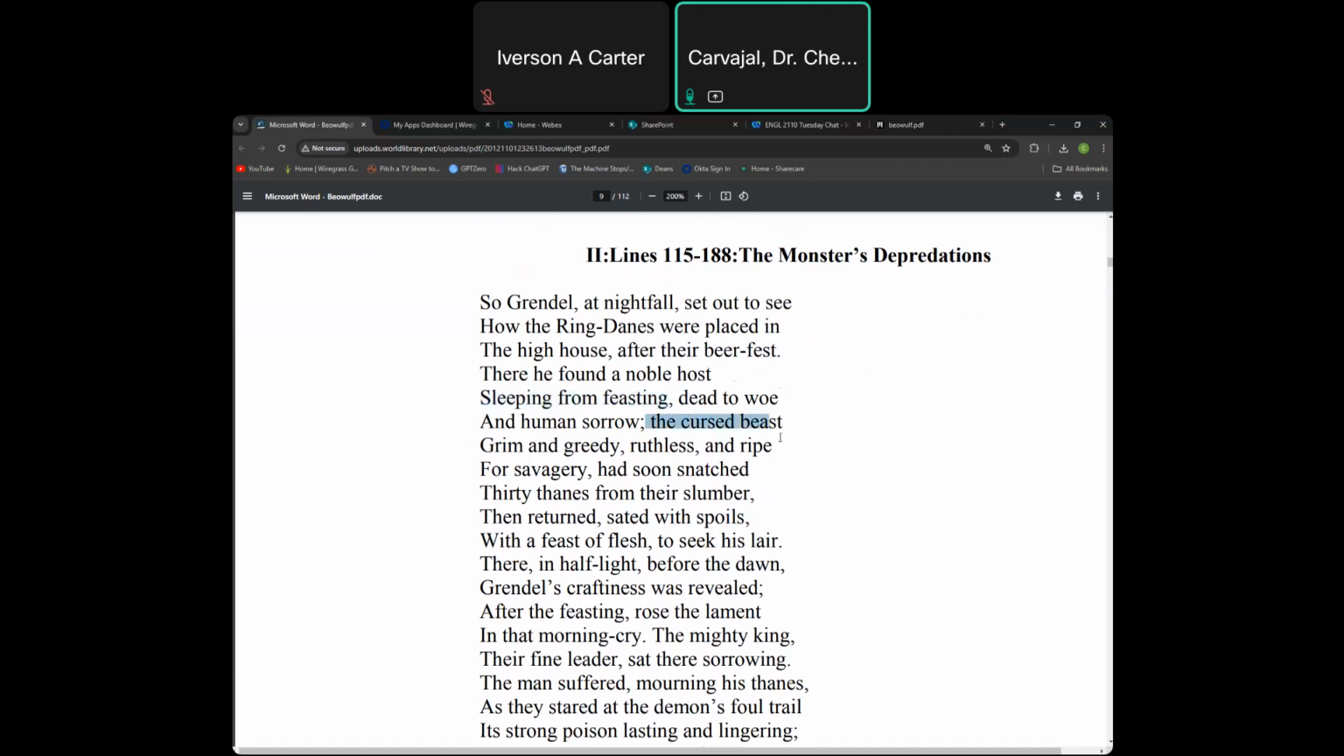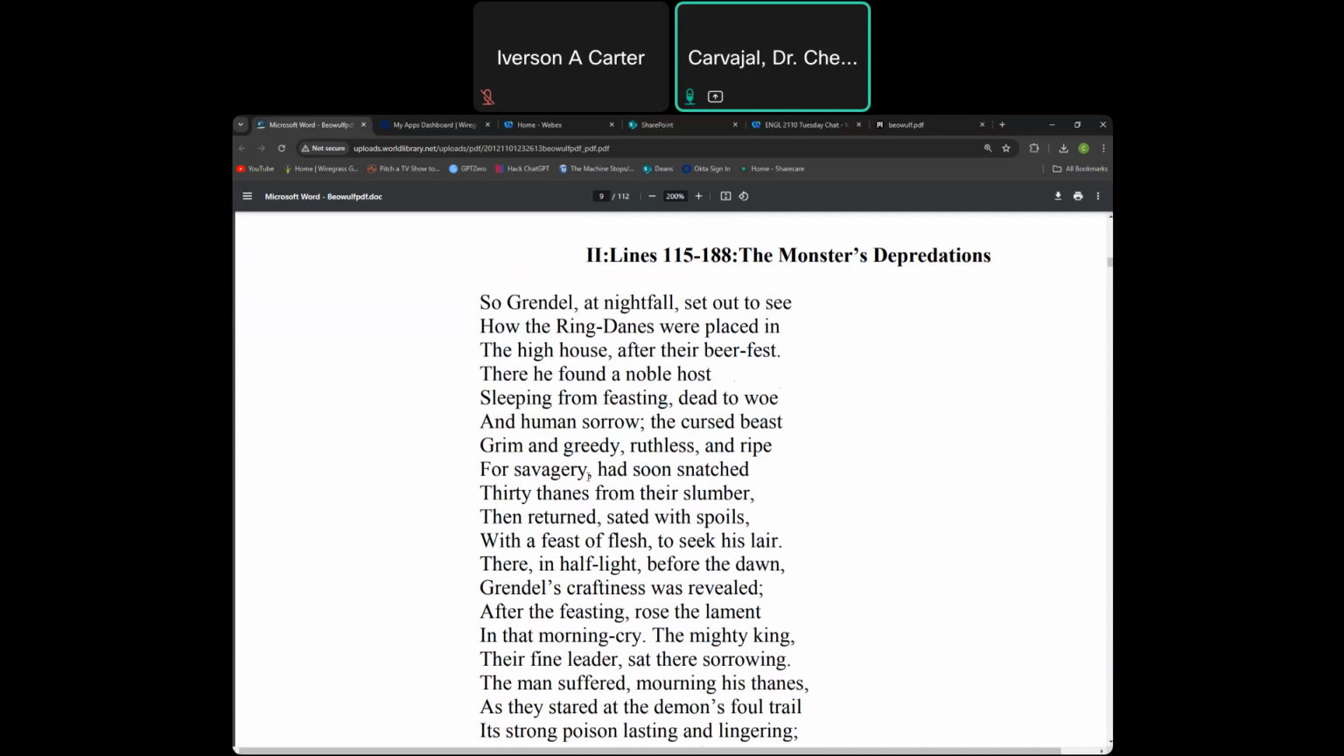So the cursed beast, grim and greedy, ruthless and ripe. It's funny because this translation really does pick up on some of the Old English original because they loved alliteration. They loved to repeat those sounds. So grim and greedy, ruthless and ripe. They absolutely would have used all of these kinds of noises. They loved the repetition of sounds. It also makes it easier for a poet to learn the words and commit them to memory. So those are common elements within Old English poetry anyway.